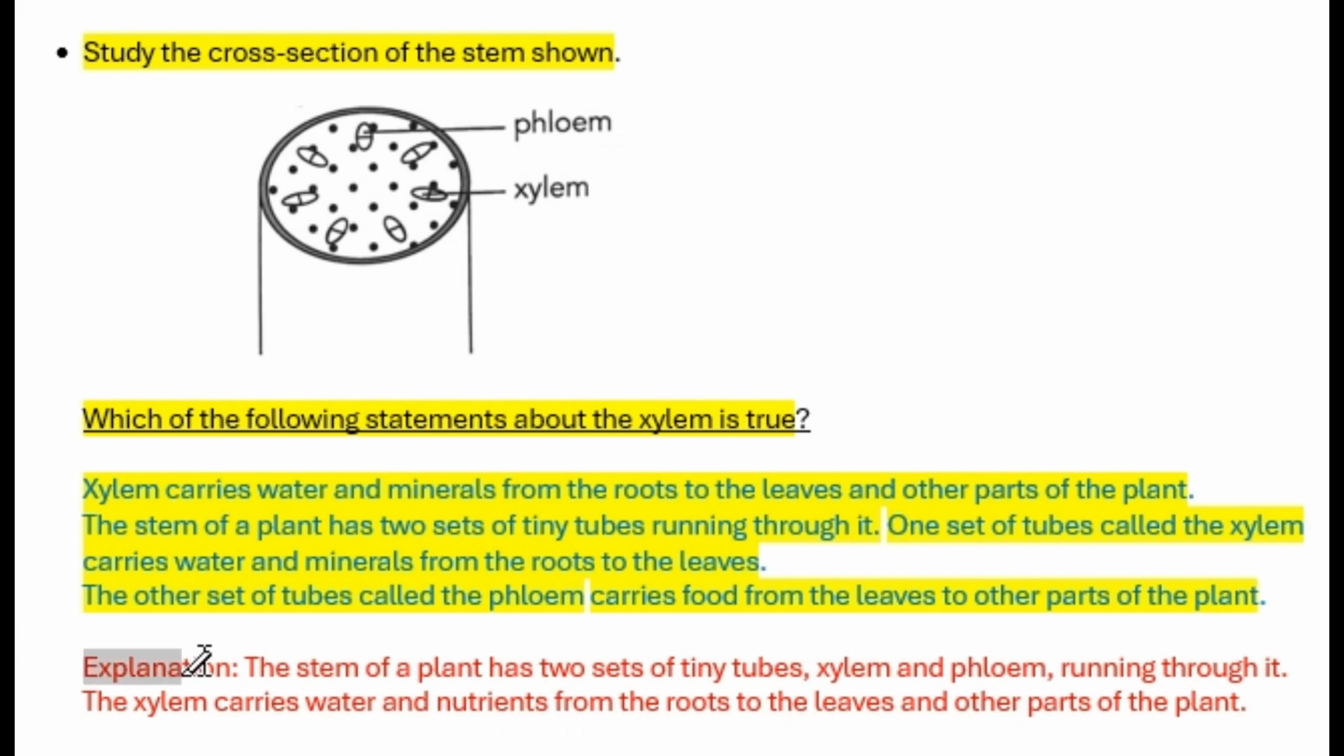Explanation: the stem of a plant has two sets of tiny tubes, xylem and phloem, running through it. The xylem carries water and nutrients from the roots to the leaves and other parts of the plant.